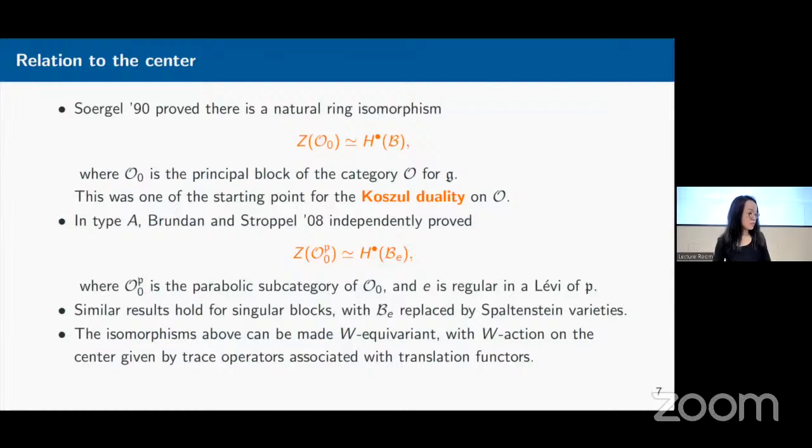And so they show that the center of this parabolic category O, which is the subcategory where the parabolic acts locally finitely, is isomorphic to the cohomology of the Springer fiber for the nilpotent element which is regular in the Levi. And then such patterns extend also to singular blocks where you need to replace Springer fibers by so-called Spaltenstein varieties. And the Springer action we discussed just now can also be realized on the center using some trace operators associated to translation functors.